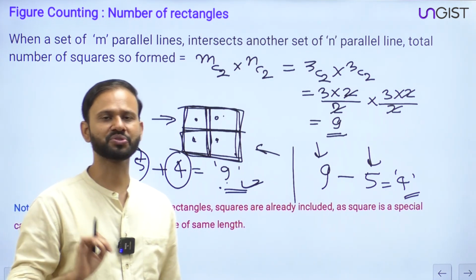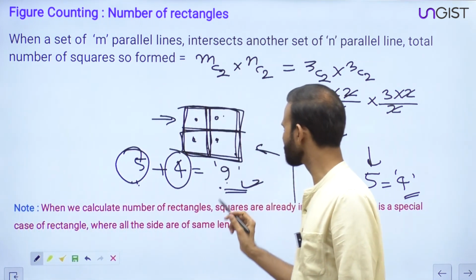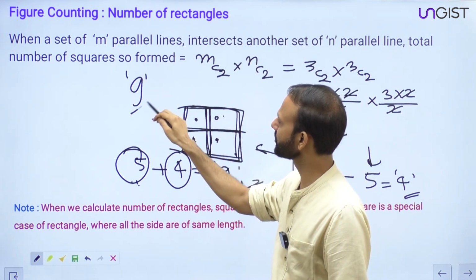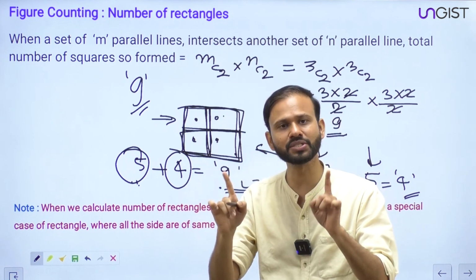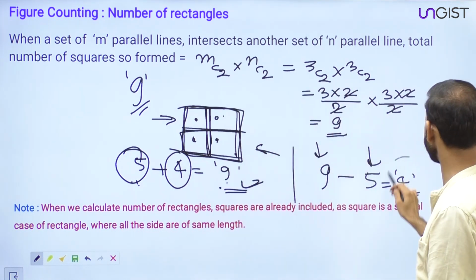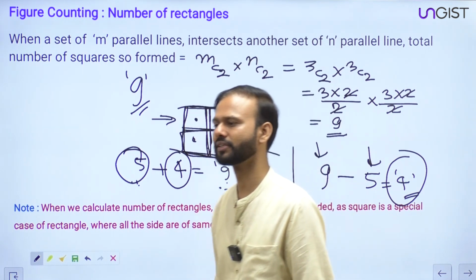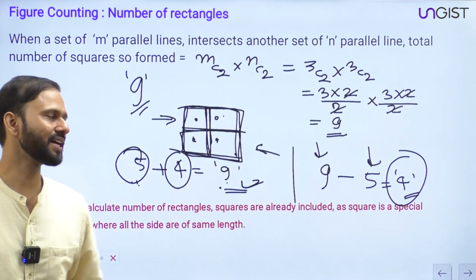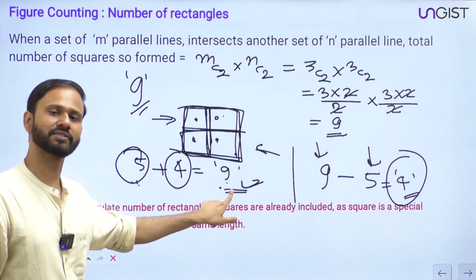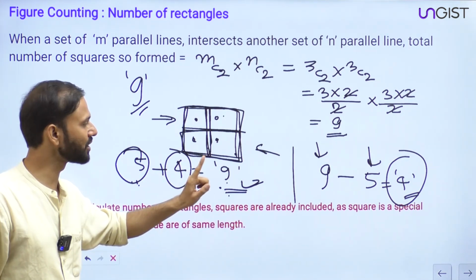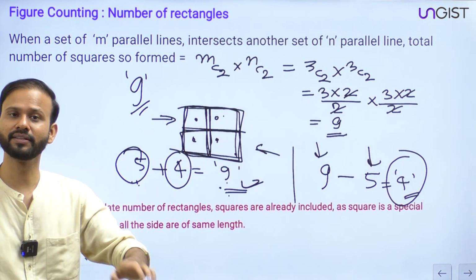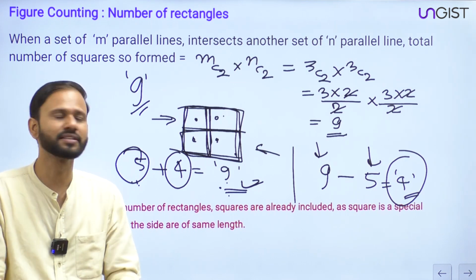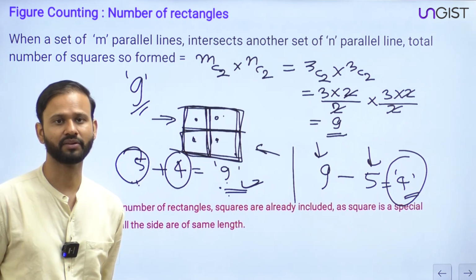Guys, please don't get confused. In this question, if they are asking the total number of rectangles in this figure, then the answer will be 9. If they are asking the total number of rectangles which are not square, then the answer will be 4. I want to make it very clear: for 2 different questions, we have 2 different answers for the same figure.